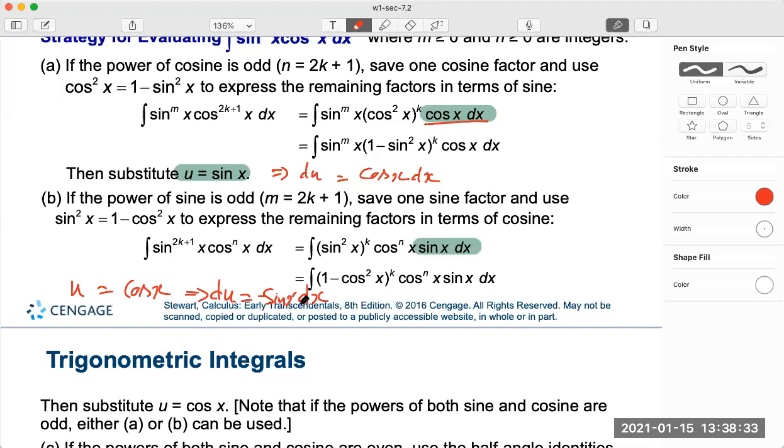Yes, negative sine x dx. Very good. So you see sine x dx appears here, but remember, this has a negative sign. So be careful. It's better to write it as negative du equals sine x dx. So we can do substitution and write everything in terms of u. That's it.